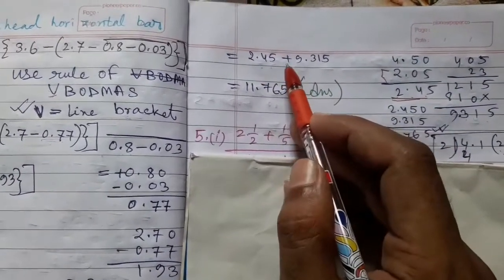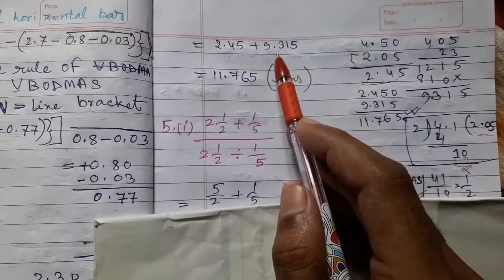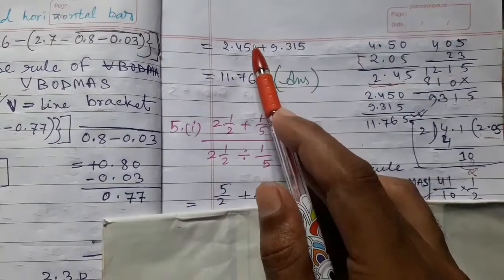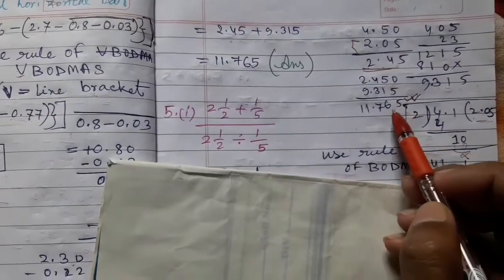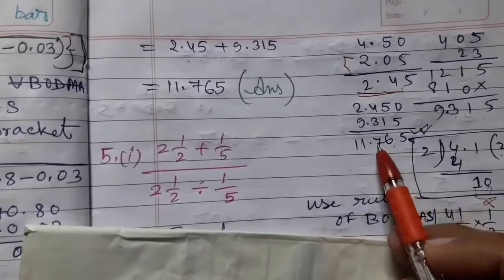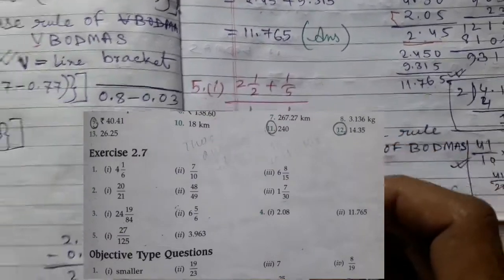Plus 9.315. After the decimal there are 3 digits, so we add a 0: 2.450 plus 9.315. 0 plus 5 is 5, 5 plus 1 is 6, 4 plus 3 is 7, 9 plus 2 is 11. The answer is 11.765. Next question.